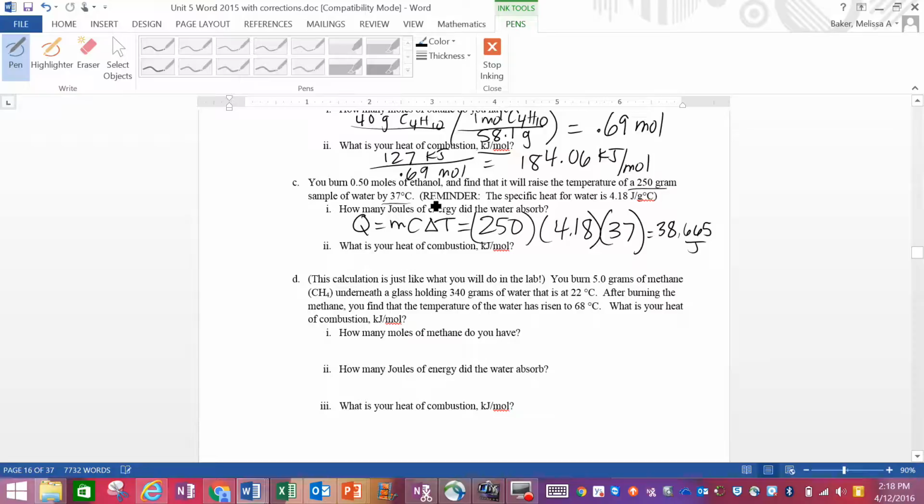So if that was 0.5 moles burning, what is this in kilojoules per mole? Well, first I have to divide by 1,000 to get it into kilojoules. So 38,665 divided by 1,000, that's 38.665 kilojoules. Divided by 0.5 moles, that comes out to be, let's see here, 77.3 kilojoules per mole. I had to punch that into my calculator.